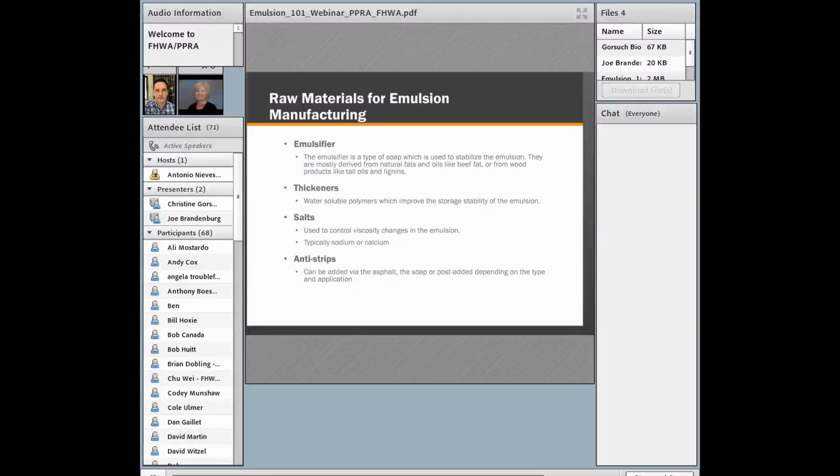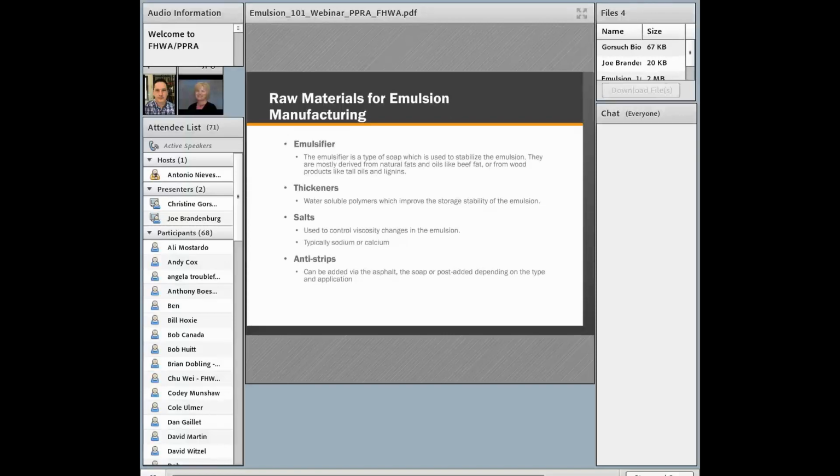The emulsifier. This is a really key component. This is the chemical that's in your soap solution, which is used to stabilize the emulsion. It also allows you to design and formulate the type of emulsion that you want to get the right performance that you want. These types of chemicals, these emulsifiers, are also known as surfactants, and they're typically derived from natural fats and oils like beef fat or tall oil, which comes from pine trees.